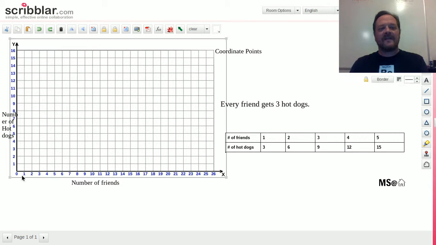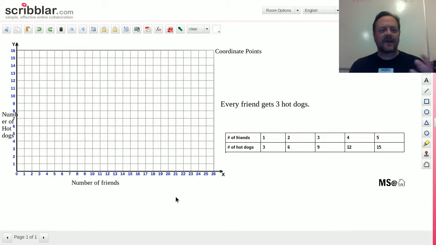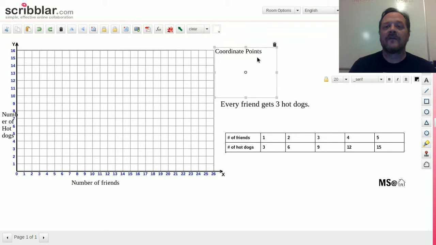If I could, I would turn the y-axis label sideways so that it reads up and down the axis, but I can't on this program. I'll show you an example of that in future lessons. But basically, this is my graph, and each one of those pieces of information, number of friends and number of hot dogs, is a coordinate point. So I'm going to list those coordinate points up here. The first one is 1 friend, 3 hot dogs.